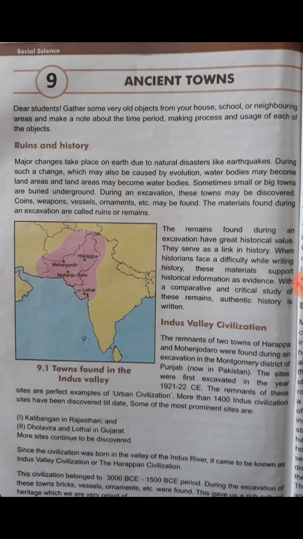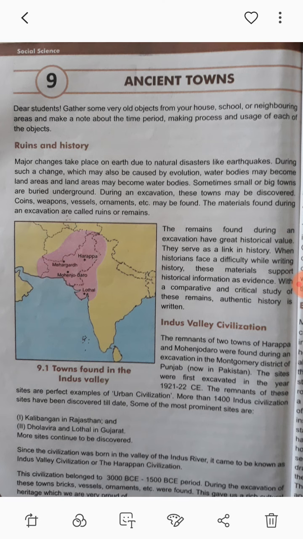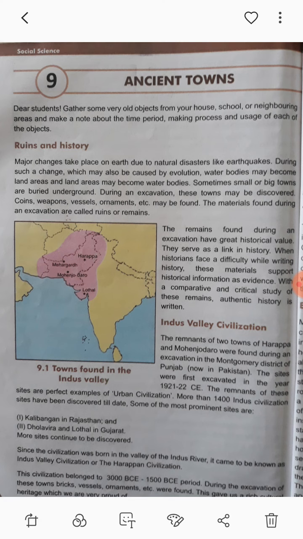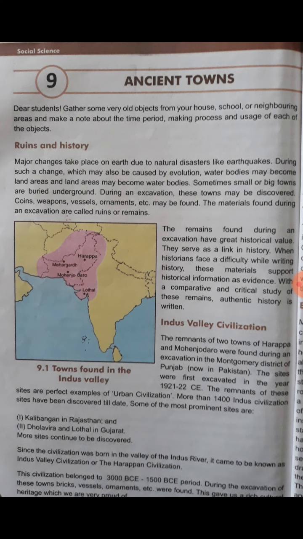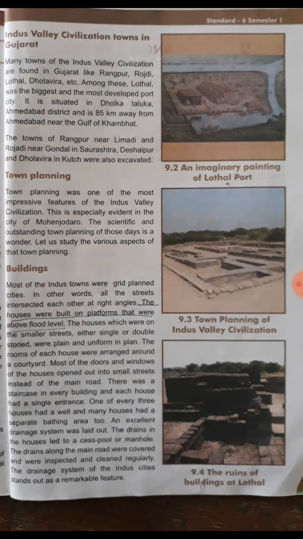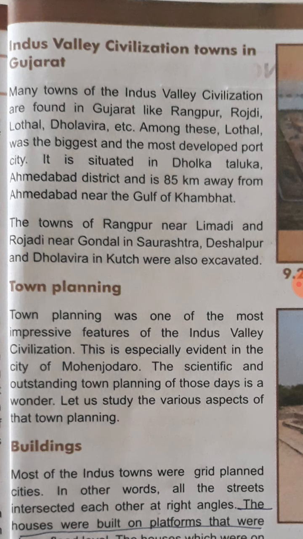This civilization belonged to the period 3000 BC to 1500 BC. During the excavation of these towns, bricks, vessels, ornaments, etc. were also found. So these objects are found from this period. Again, the second point is Indus Valley civilization towns in Gujarat.